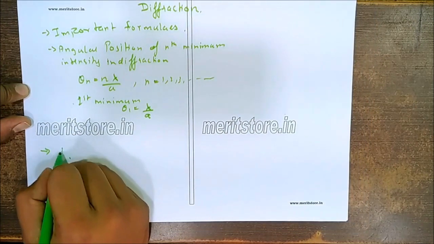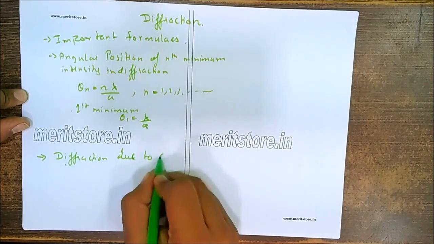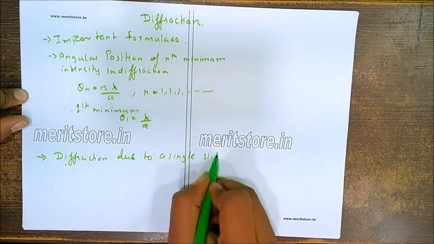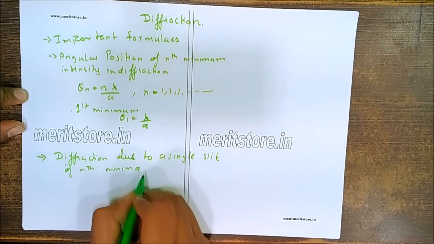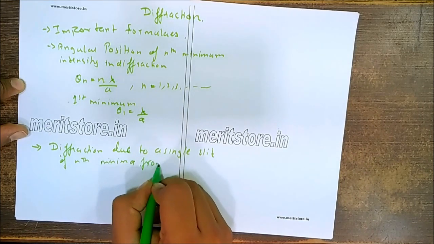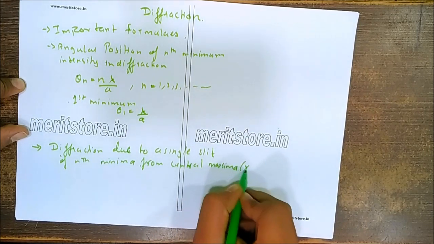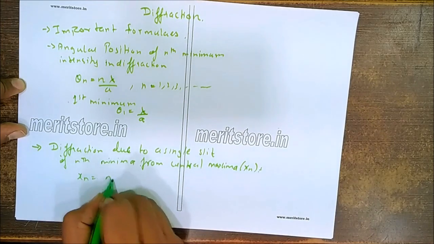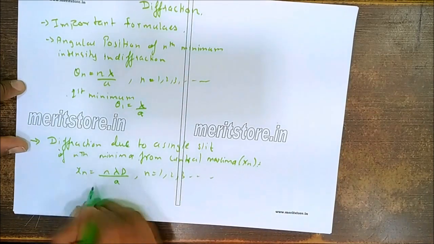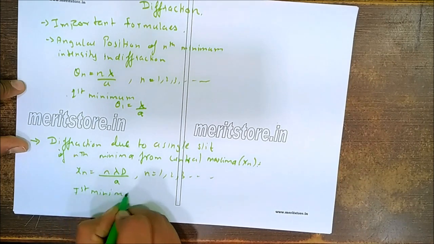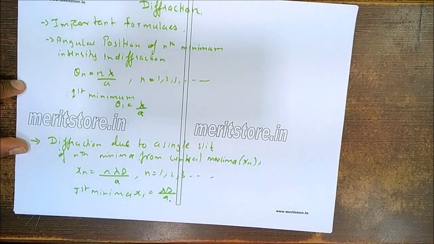Now diffraction due to a single slit, position of nth minima from central maxima, which is xn, we get xn is equal to n lambda d upon a, and n is equal to 1, 2, 3 and so on. First minima x1 is equal to lambda d upon a, so the next will be 2 lambda d upon a and so on.